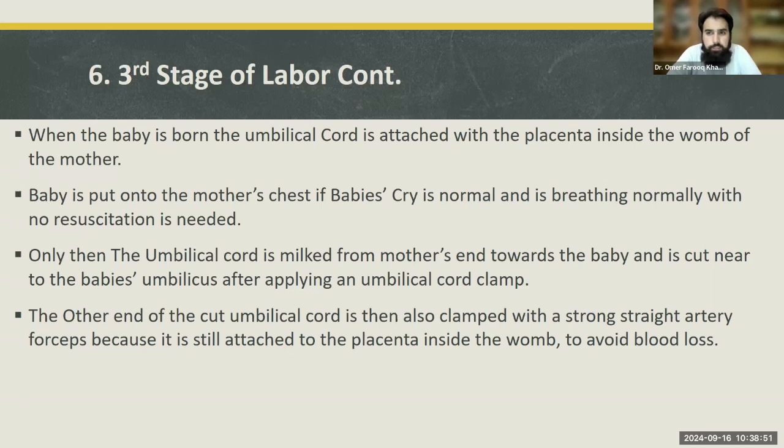So this is a fairly new technique: the umbilical cord should be milked from the mother towards the baby, and it supplies some extra 30 to 50 ml of blood to the baby, which has been pooled into the umbilical cord. So it should be milked towards the baby from the mother's end, and it's cut near to the baby's umbilicus after applying an umbilical cord clamp.